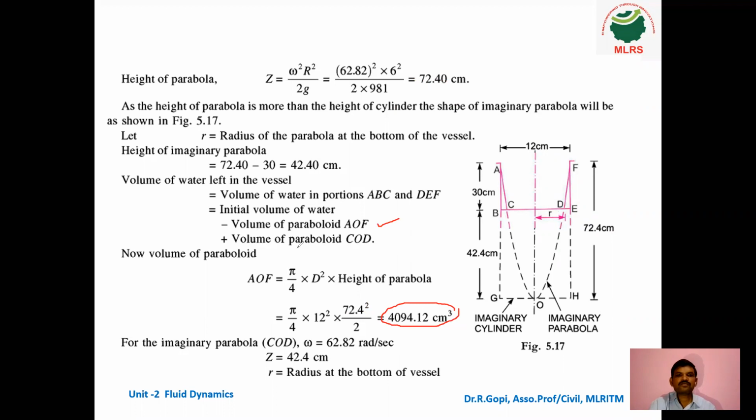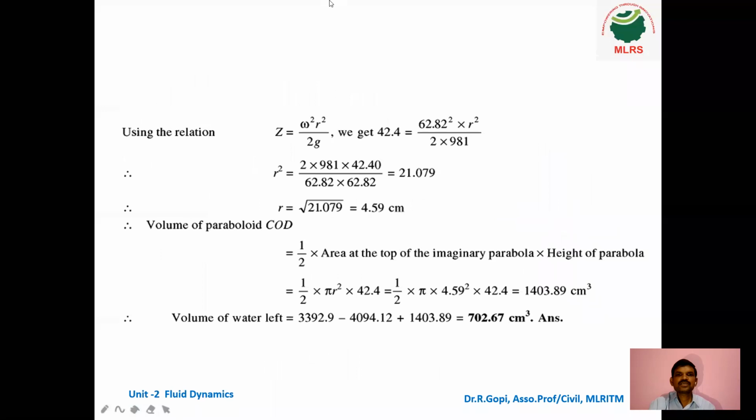Next, we have to calculate the volume of paraboloid COD. For the imaginary parabola COD, omega is equal to 62.82 radians per second, and Z equal to 42.4 centimeter. This also we already calculated. Next, R equal to the radius of the bottom of the vessel. Omega we already calculated previously, and Z is also 42.4.